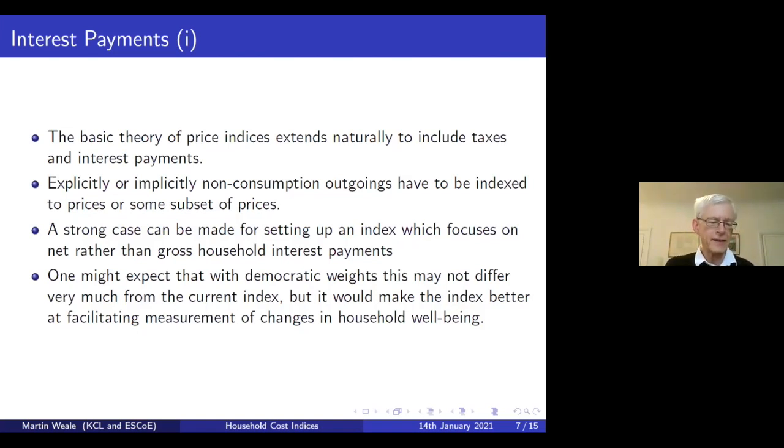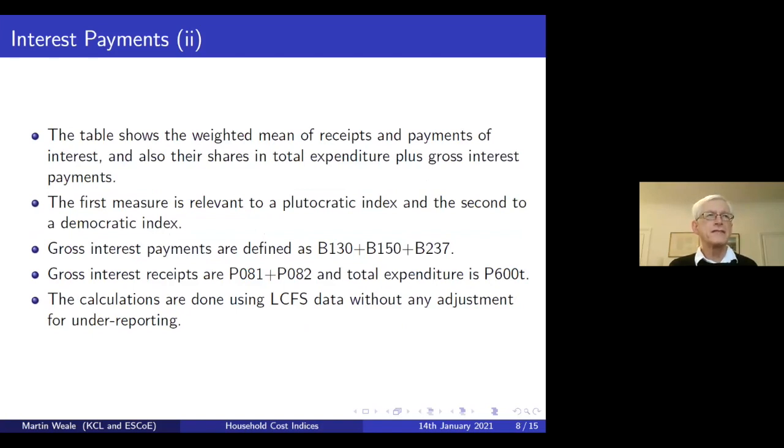Now, you might have expected that with democratic weights, that wouldn't make a lot of difference. You might have thought, and indeed I did think until I looked at the numbers, that there would be a small number of very well-off households receiving quite large amounts of interest income and a large number of households with interest payments. So even if the interest receipts appeared important on a plutocratic basis, they wouldn't appear important on a democratic basis. Actually, to my surprise, that turned out not to be the case. Well, this slide here defines the way in which I've done the calculations and the variables that I've used.